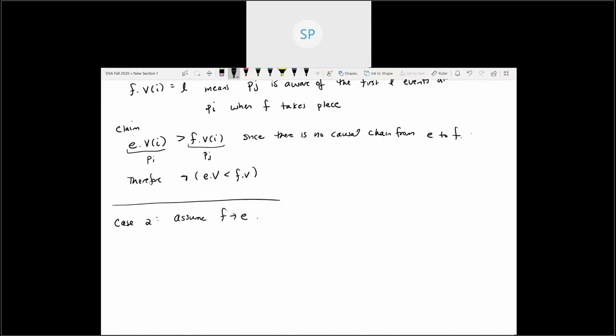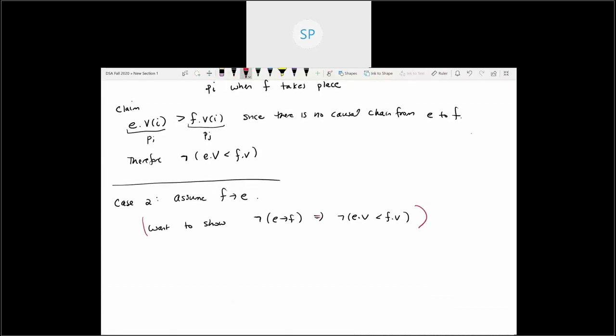And now I'm going to look at, well, what happens if F happens before E? Okay. Now, what do I need to show? Just to refresh our memory, this was where we started. This is what we want to show. I'm assuming the second case for not E happens before F. I'm saying, assume that F happens before E. How can I conclude that the conclusion must also hold? Then the timestamp of E is not less than the timestamp of F.